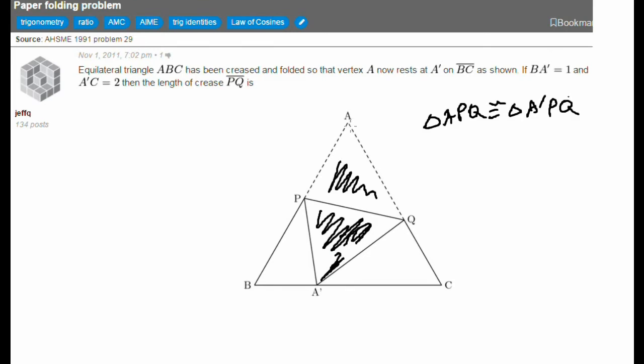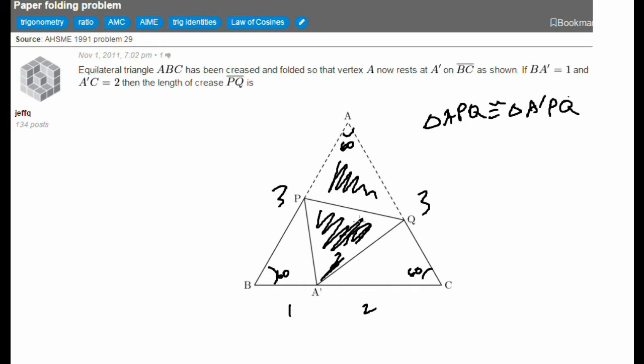Since these are congruent and this triangle is equilateral, we know that this is 60 degrees, this is 60 degrees, this is 60 degrees. This is 1, this is 2, this is 3, I can count to 3. We want to find line PQ. How do we do that?